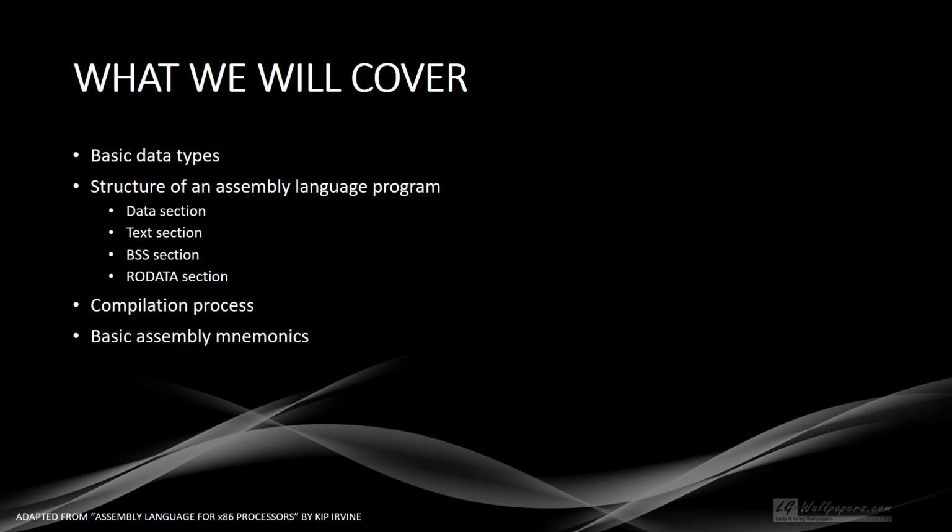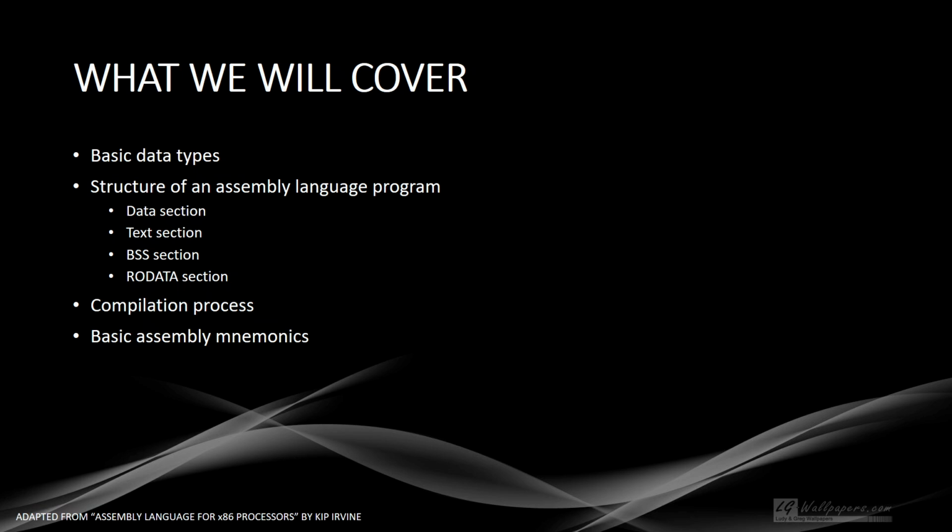And similarly we have the RO data. RO data stands for read-only data. So if you have, for example, in a high-level language like C or C++, if you have written a const in front of a variable, so you are saying that okay, this thing is read-only, you cannot modify it. And so if you think of it as something that is not modifiable, then that will go into the RO data section in an assembly language program. This is the typical structure.